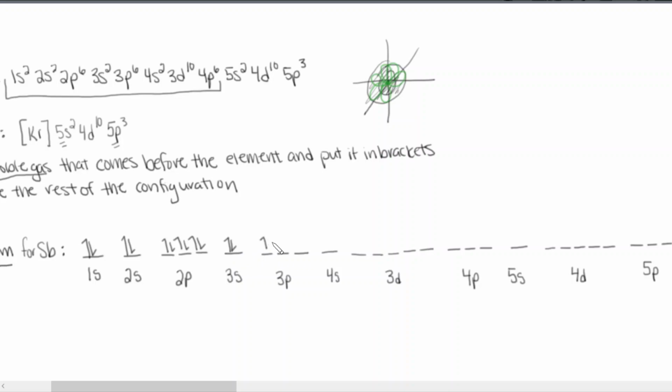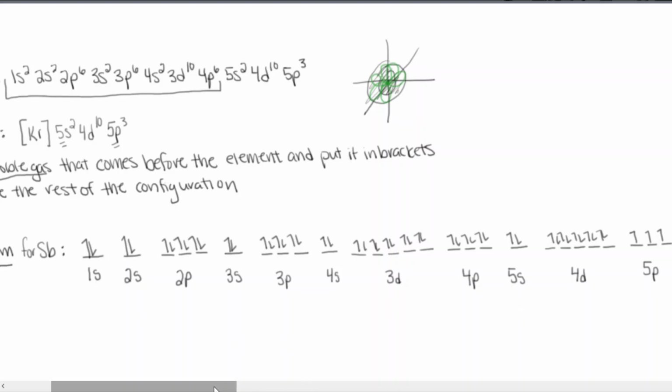Back into the 3p: up, up, up, down, down, down. You get the idea. Maybe you can even fast forward, or I can just talk and write faster. Up, up, up, down, down, down, up, down. We've got 10 here in the 4d. Down, down, down, down, down. 5p3: 1, 2, 3. This, my friends, is called an orbital diagram.